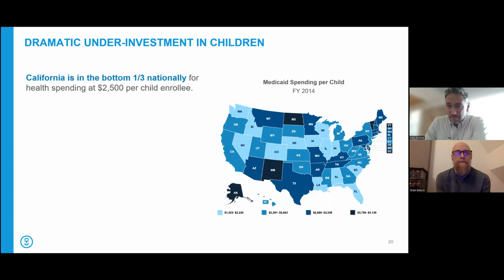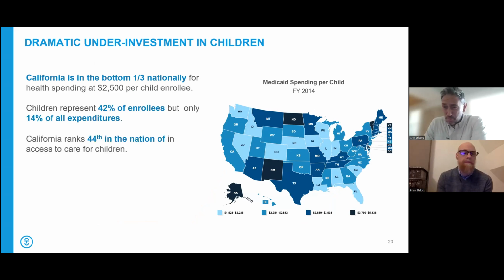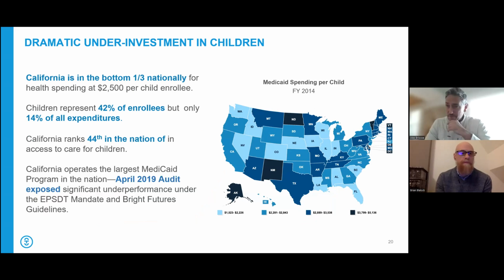But we still rank in the bottom third of spending nationally. Children are 42% of all enrollees in Medi-Cal, but only 14% of expenditures. We rank 44th, actually 48th now. And it is no news to those of you working in child welfare that California's Medicaid program is deeply troubled. That's the whole reason we did CalAIM, and we're doing the Children and Youth Behavioral Health Initiative.